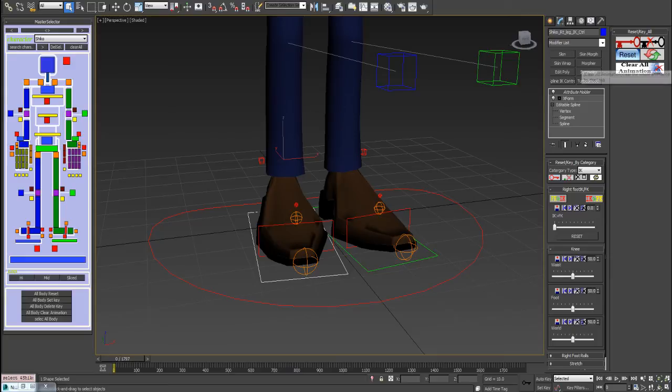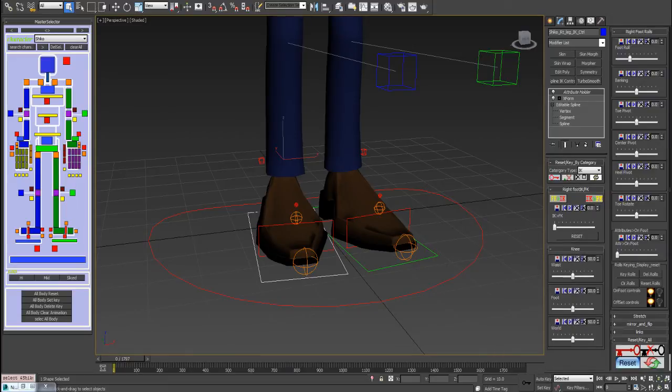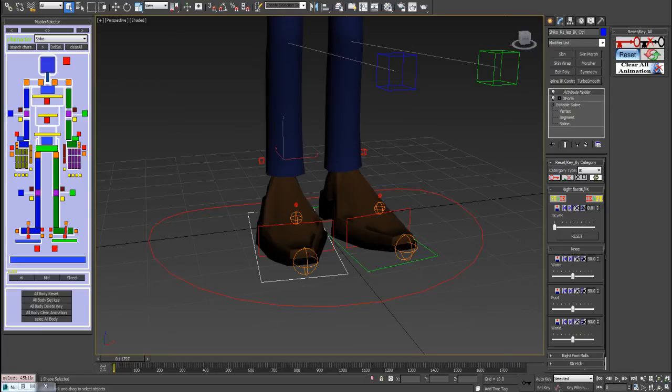The rig has the same features as the arm, like resetting in place and clear animation. We also knew about the right foot rolls and exiting the trick of attributes and on foot controls, the mirroring, the linking. They are all the same, and the resetting by category is the same like the arm.